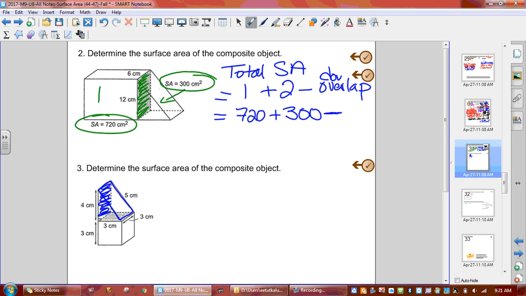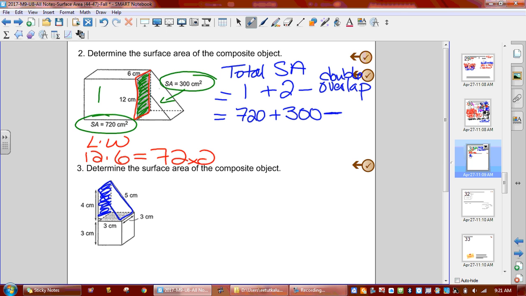So the rectangle right here outlined in red, we need to find length times width. Well, that's 12 times 6. And that's going to give us 72. But we've got 2 of them. It's a double overlap. So we have to times that number by 2. And that's going to give us 144. So our double overlap is 144 that we have to subtract.